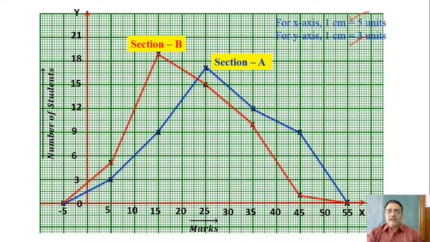What conclusion can you give? Comparison. You have to compare the two sections. See, more than 30 marks scored in section A more. The number of students who scored more than 30 marks in section A is more compared to section B. And the maximum number of students scored fewer marks in section B, that is below 20.